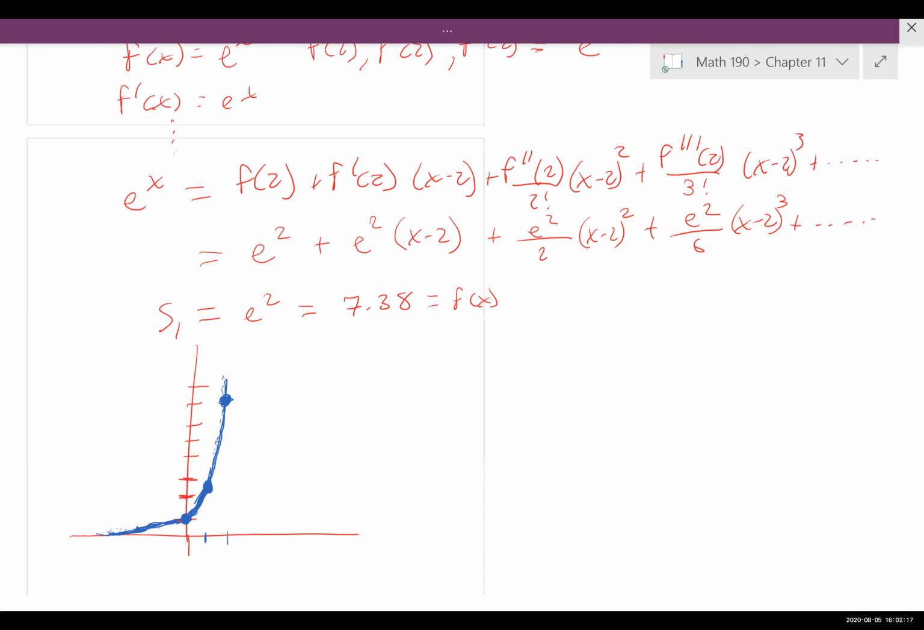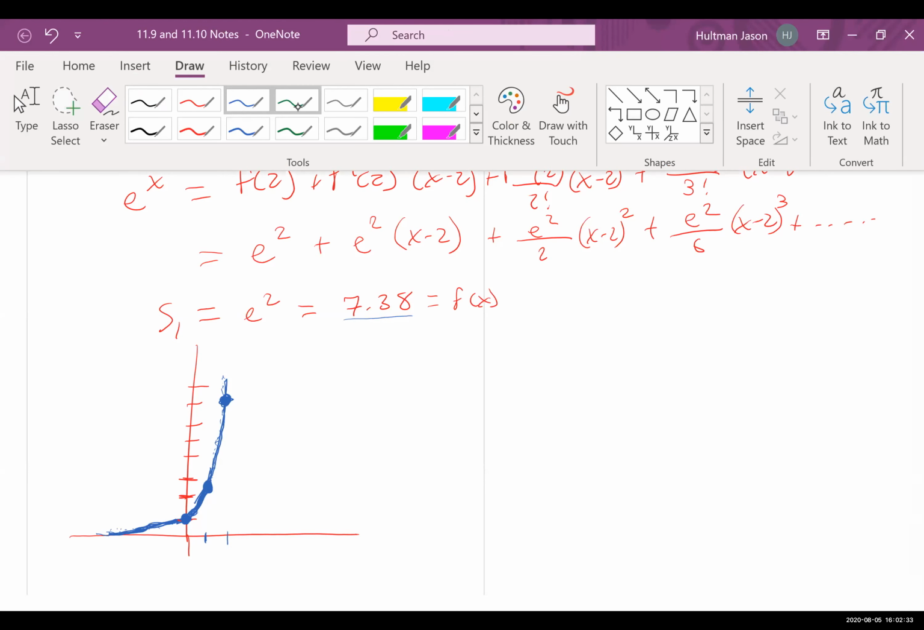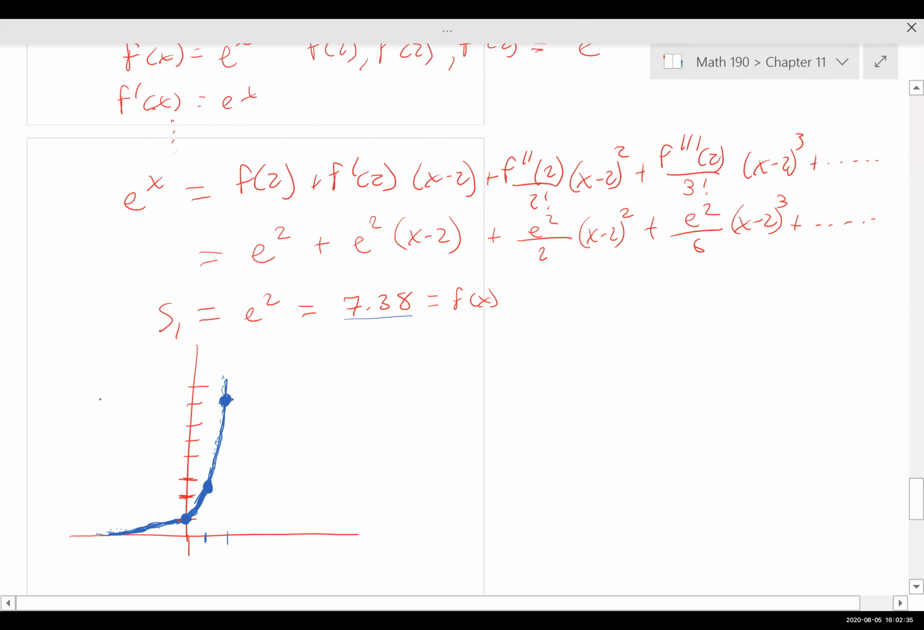I'm going to do this in Desmos, but let's do it. What does it mean that f of x is equal to 7.38? Well, that's just a horizontal line, right? If I wanted a horizontal line right through here, that would be my first partial sum. I'm going to call this S sub 1.